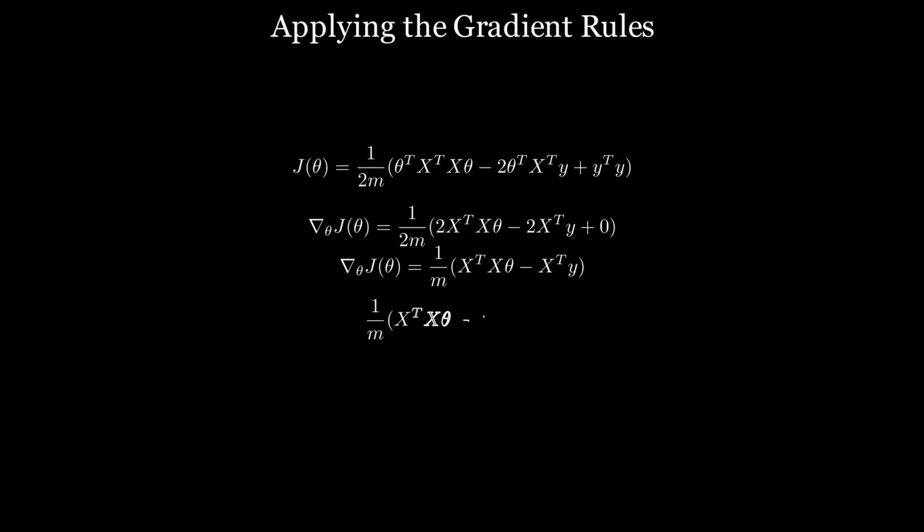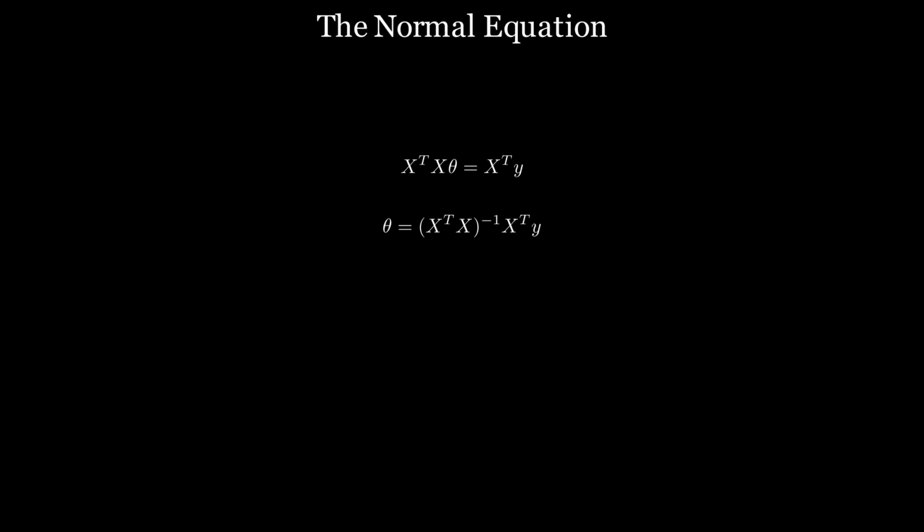To find the minimum, we set this gradient to 0. This is the critical step in optimization. Multiplying both sides by m and rearranging, we get our key equation. To isolate theta, we multiply both sides by the inverse of the matrix X transpose X. This assumes that X transpose X is invertible, which is true when our features are linearly independent.